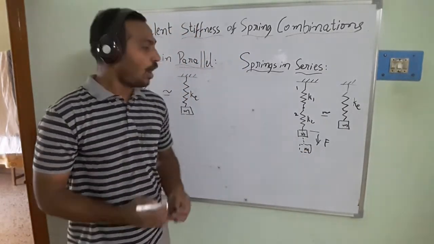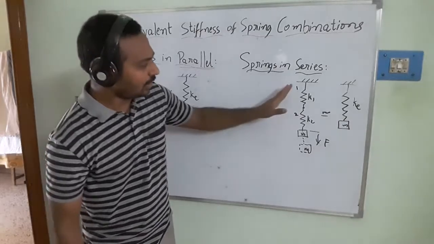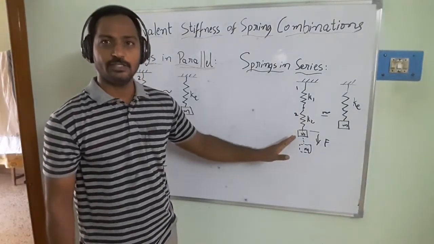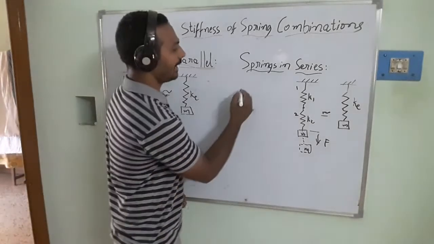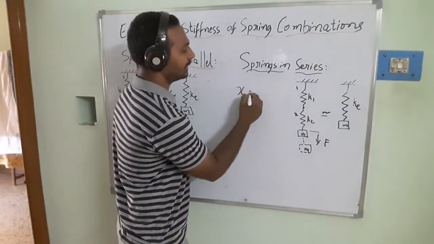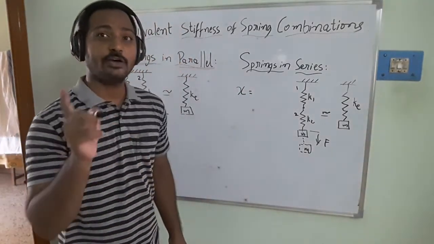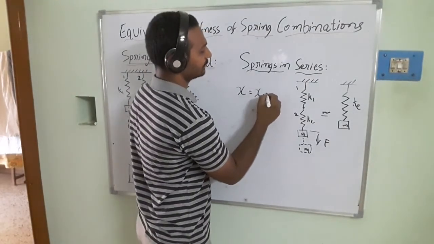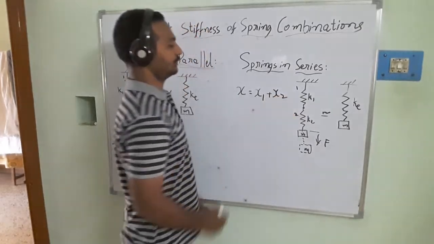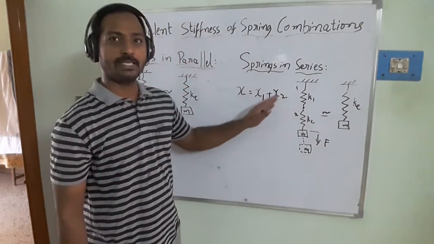So then, how are we going to derive this? What is the total deflection in this spring? Is it going to be the same as in the parallel case? It's not going to be. So what will happen here? The total deflection of the spring is equal to the summation of the deflections of the individual springs. That is going to be x1 plus x2. That is, x is equal to x1 plus x2.